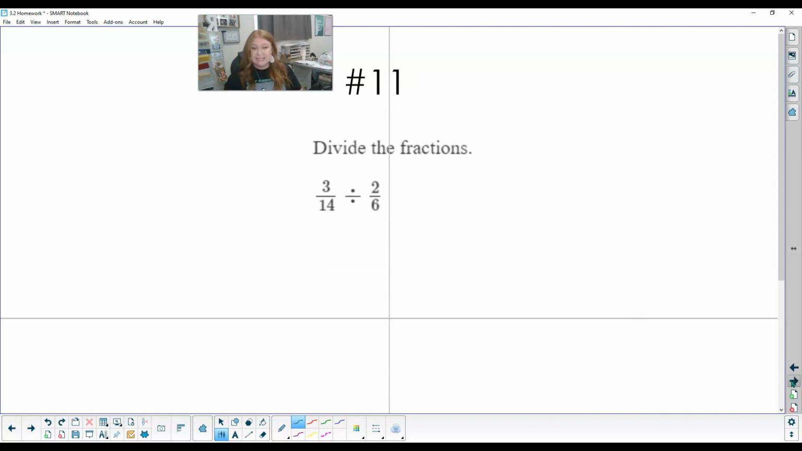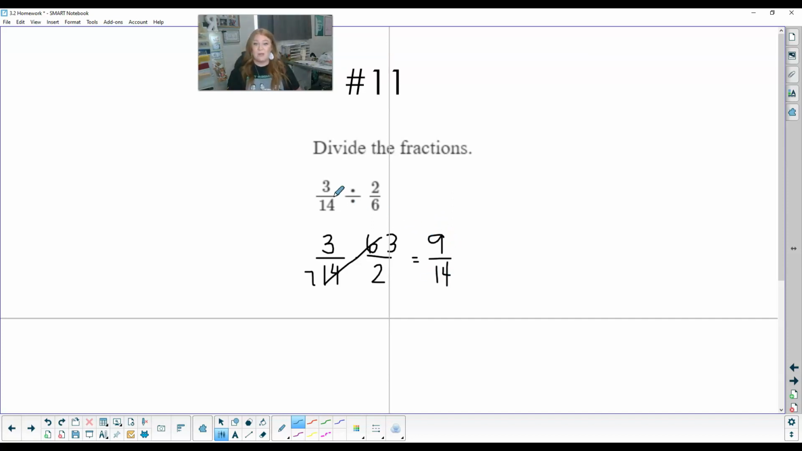Okay, the next one let's look at is number 11. So 3/14 divided by 2/6. So these are not going to give me nice factors here. So I'm going to use the multiplicative inverse. Copy, dot, flop. So let's see. So 3 and 2 can't reduce, but 6 and 14 are both even. So I can divide them by 2, which gives me 3 and 7. 3 times 3 is 9. 7 times 2 is 14. Nothing goes into 9 and 14, so that is my simplified answer.